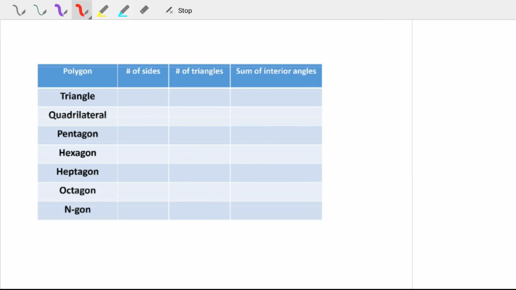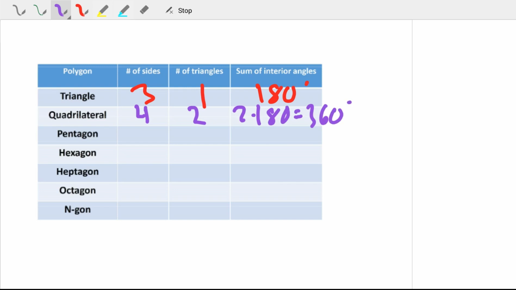A triangle has 3 sides. Of course, it's one triangle that you can form, so you have 180 degrees. A quadrilateral has 4 sides, which we saw that we can form 2 triangles, and so it'll have a total of 360 degrees. Now, if we just continue this pattern, we're going to go with pentagon, then hexagon, heptagon, octagon, and then an n-gon.